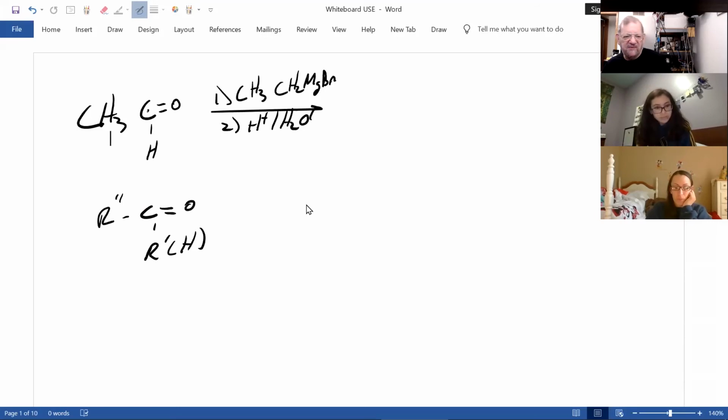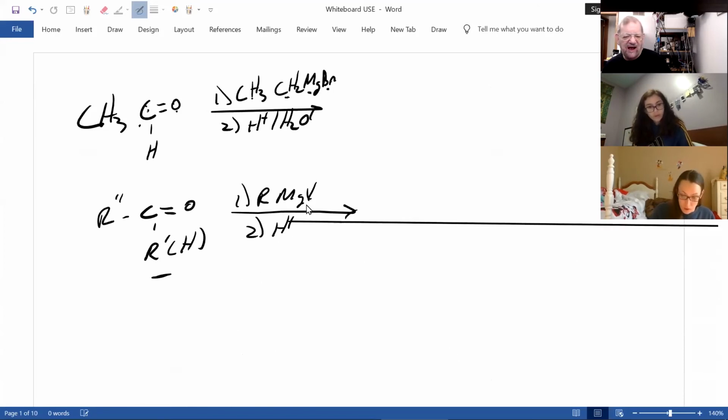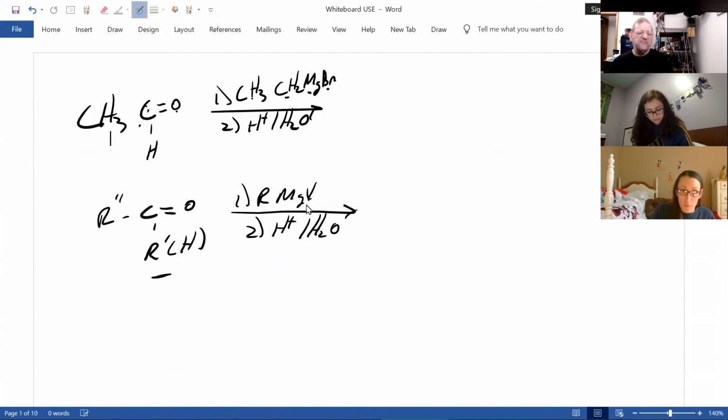And up here, first of all, what's different here? Carbonyl to oxygen, a ketone or aldehyde. In this case, it's an aldehyde. Then I have right here, carbon magnesium bromide. That's a Grignard. Second step, acid and water.